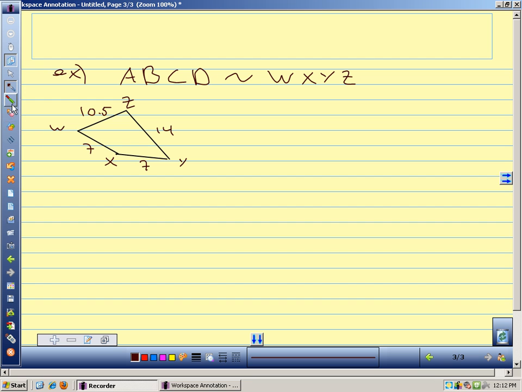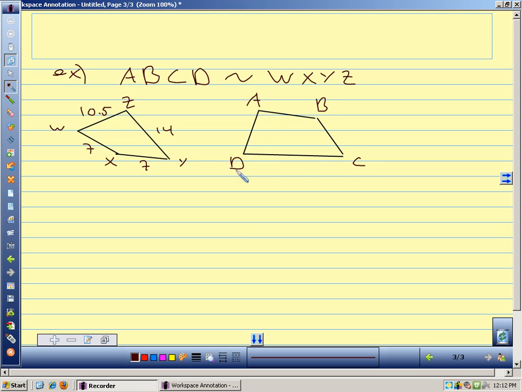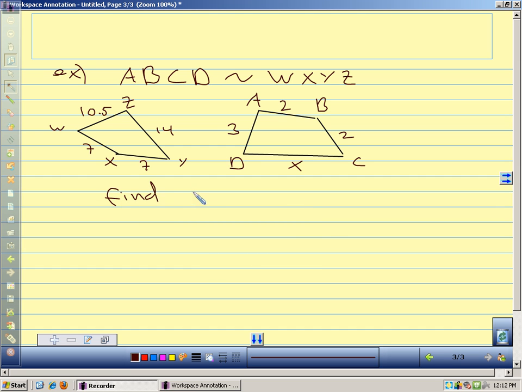And here's ABCD. And with these, we go by what the problem tells us, not by how it looks, just like we did when we talked about congruent polygons. And we don't know the length of DC. So that's what we want to find. We want to find the length of DC. So we're trying to find the value of x.